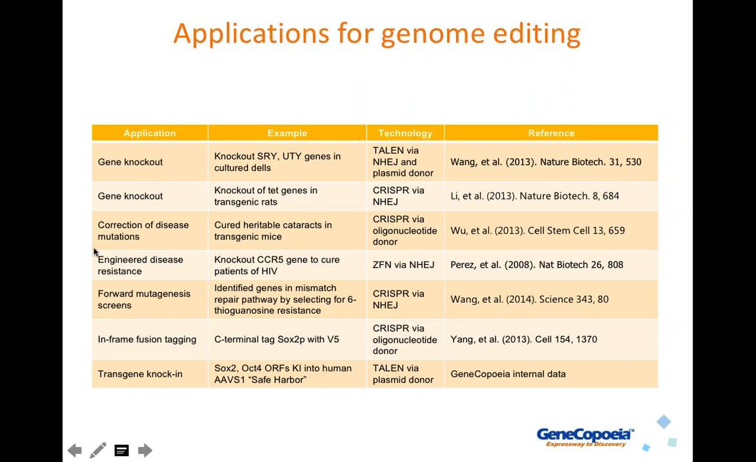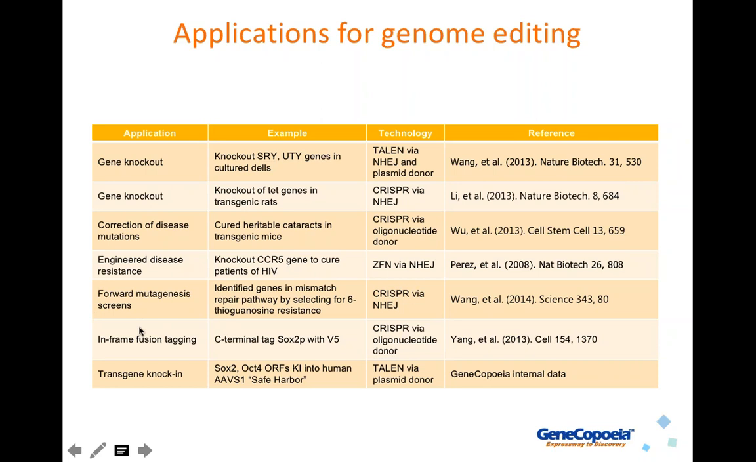You can also do correction of disease mutations. Let's say you have a genetic disease that's caused by a point mutation. You can correct that mutation and bring it back to wild type. There's also engineered disease resistance. This refers to studies going on where people knock out the CCR5 gene to cure patients of HIV. There are clinical trials for that technique going on.